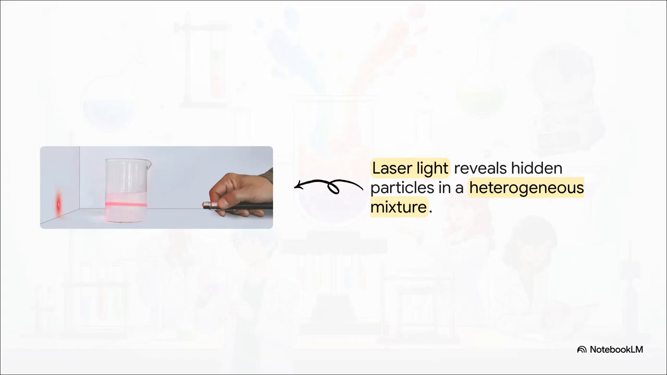Now, what's really fascinating is how we can reveal the hidden nature of a mixture using something as simple as a laser pointer. If you shine a laser through clear salt water, you won't even see the beam in the liquid. But if you shine it through a mixture of just a few drops of milk and water, boom, suddenly the beam becomes intensely visible. The suspended milk particles actually scatter the light beam. It's a really simple but honestly brilliant test that makes the invisible microworld totally visible to the naked eye.